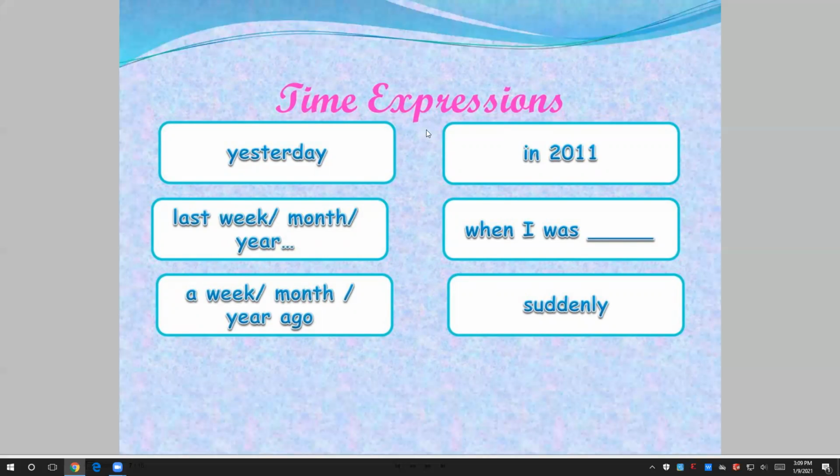Now we can use these time expressions in our past simple tense. The time expressions like yesterday, like in 2011. So I played a cricket match yesterday. I learned French in 2011. Last week, month, year, when I was a kid, I played piano. A week, a month, a year ago, I went to Murree a week ago, a month ago, a year ago, suddenly. So all these time expressions are used in past simple tense.